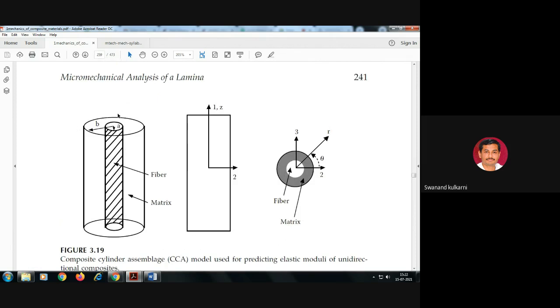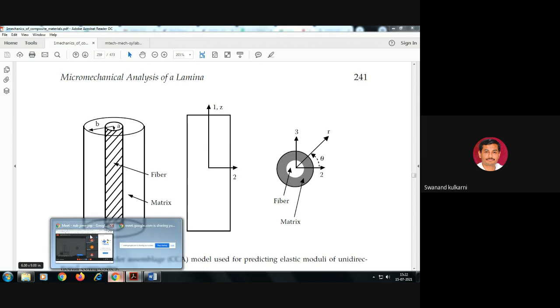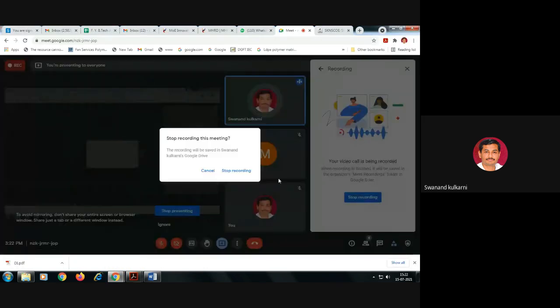Is it okay? So composite cylinder assemblage. This term we are purposefully going to use here. Composite cylinder assemblage, CCA. So that is how this cylinder looks. What is A? What is B? And how these figures are given here, that we should understand here. Is it okay? So with this today, with this particular part, I will stop here.